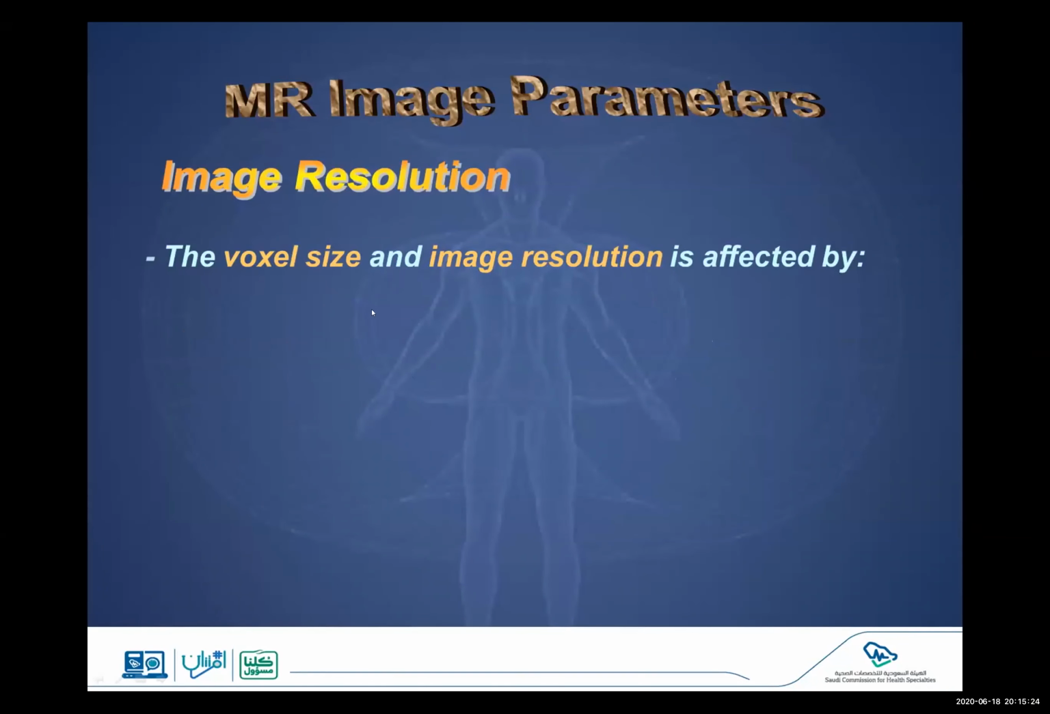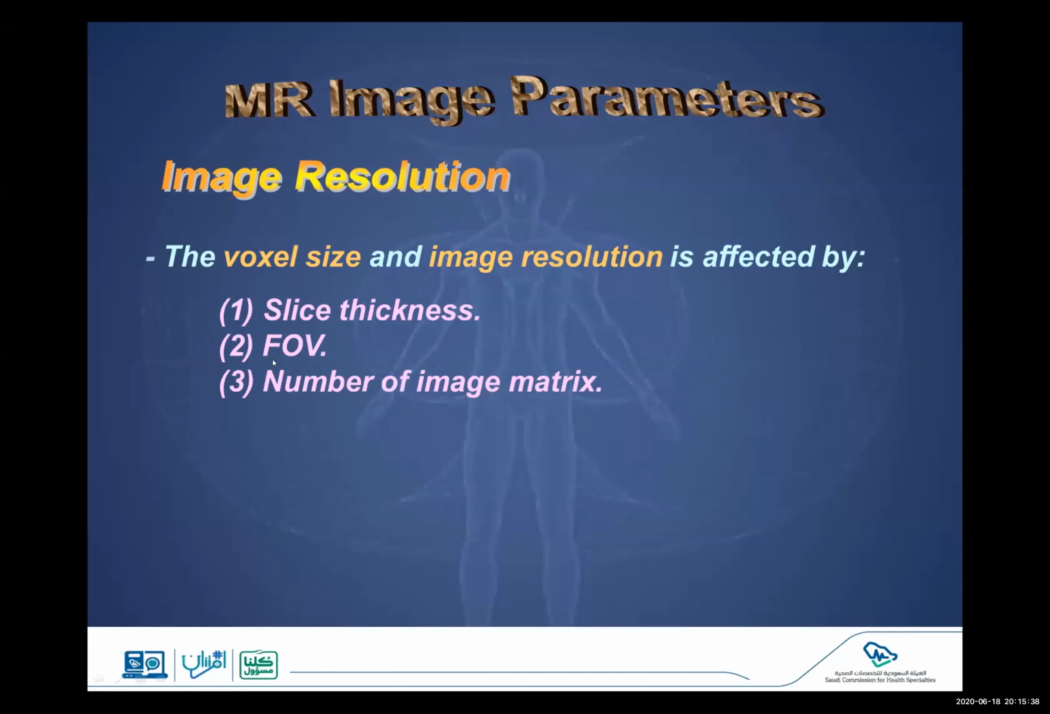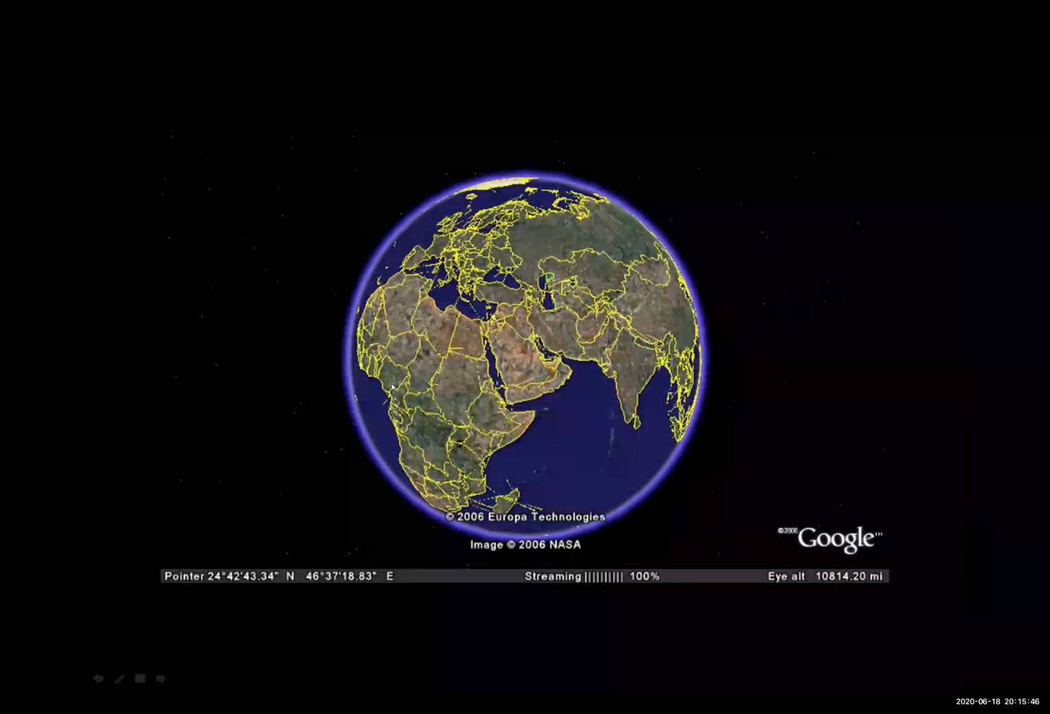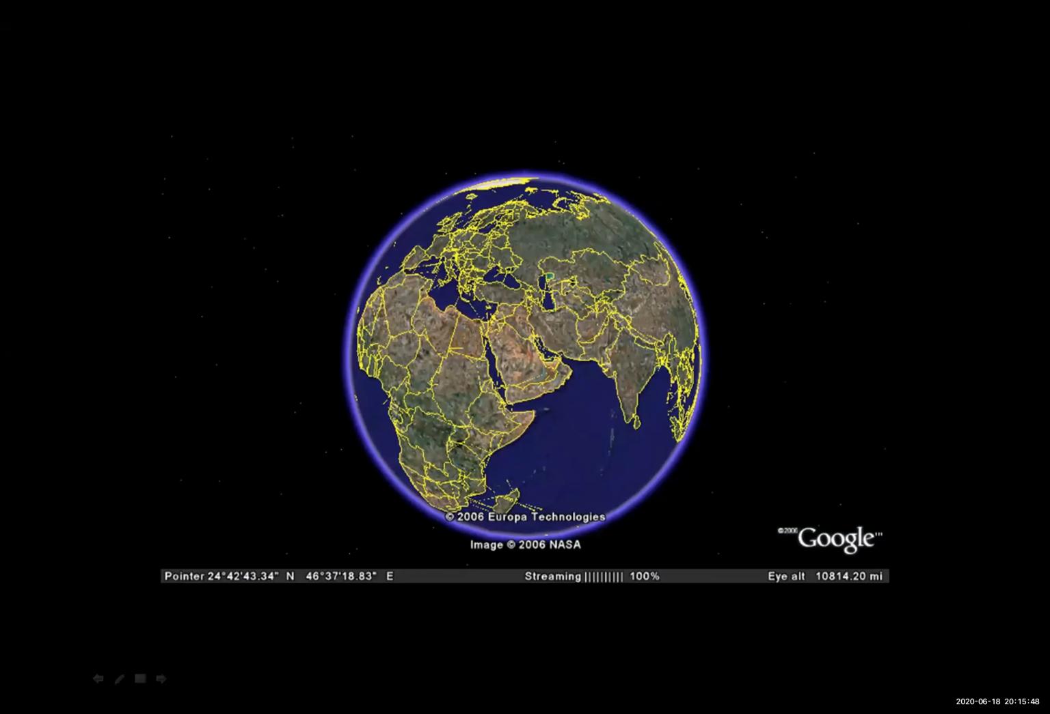So image resolution can be abbreviated by the voxel size, and image resolution is usually affected by slice thickness, the depth of the slice; field of view, the coverage that we are going to cover in our image; and number of image matrix, which is the number of pixels. Regarding field of view, we are all familiar with Google Maps. If we try to see, for example, the field of view for this Earth, it is huge, so we will not be able to see any details unless we zoom in more and more. That's what we mean by zoom.